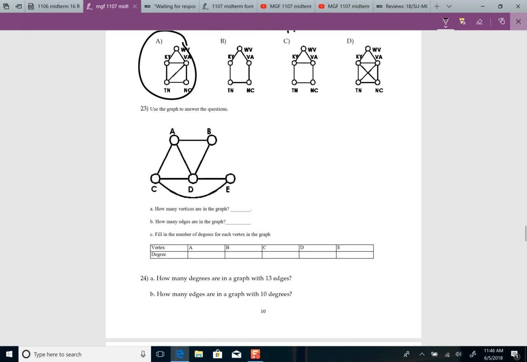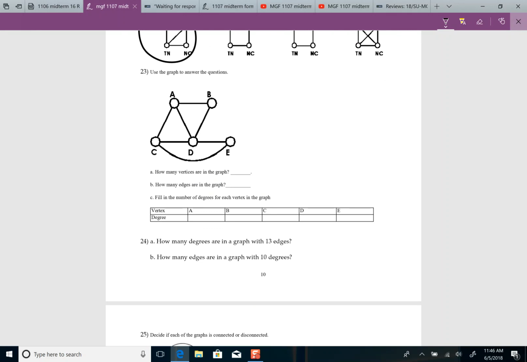Alright, in number 23 it says use the graph to answer the question. So the first question says how many vertices are there? Vertices are the dots, so I have A, B, C, D, E, that's 5. And then how many edges? So I have 1, 2, 3, 4, 5, 6, 7. I marked on it because that helps me see, so I didn't forget any of them, and I'm just going to erase the marks now because we don't really need them.